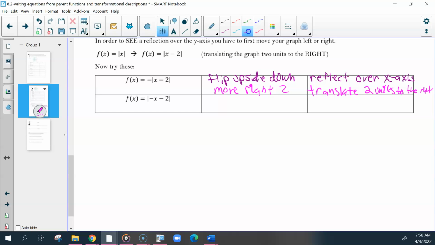So I'm going to show you what happens if I put this in. Because we could look at it without graphing it and say, well, there's a negative on the inside, so that would be a reflection over the y-axis, and it should be moving right too. But when I put that in my calculator, I'm thinking it doesn't look like that.